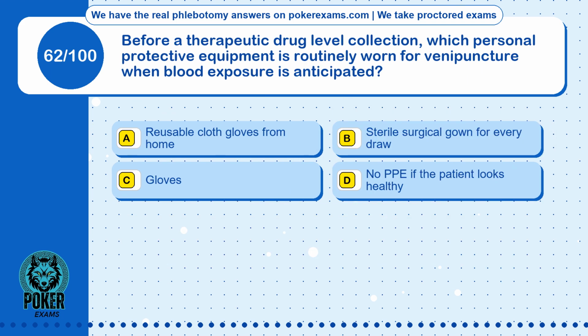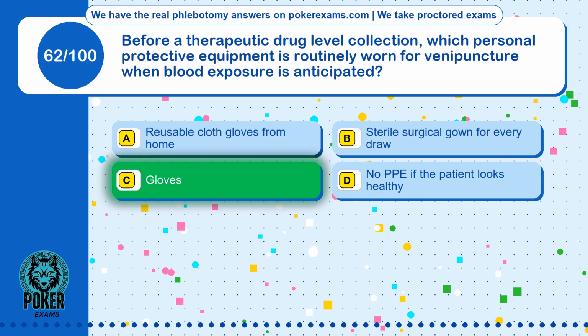Question 62. Before a therapeutic drug level collection, which personal protective equipment is routinely worn for venipuncture when blood exposure is anticipated? Option A, reusable cloth gloves from home. Option B, sterile surgical gown for every draw. Option C, gloves. Option D, no PPE if the patient looks healthy.